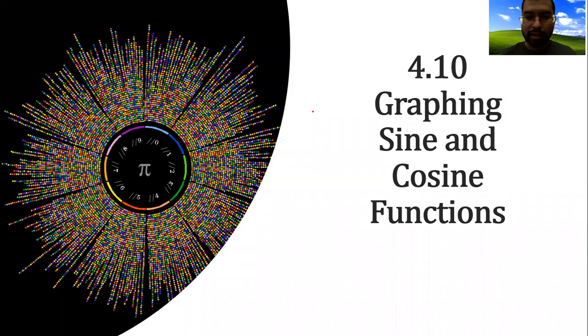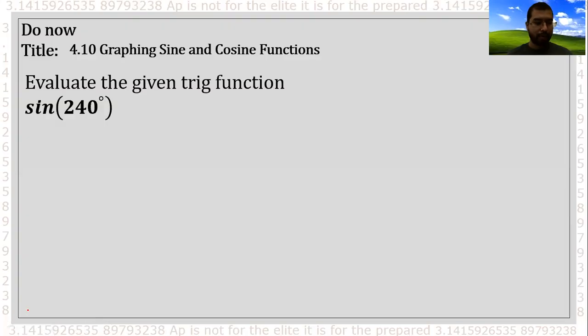Hello everyone. Today we're going to learn how to graph sine and cosine functions. Let's begin with this quick warm-up. I want you to find me the sine of 240 degrees. So 240 degrees, go ahead and find that sine.